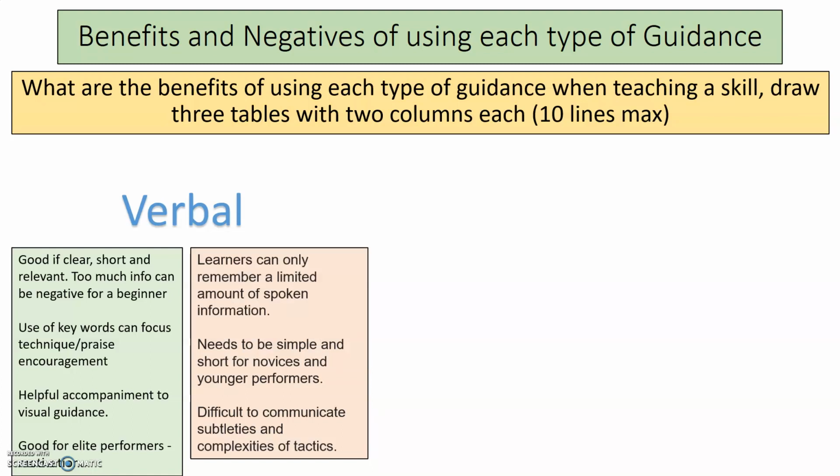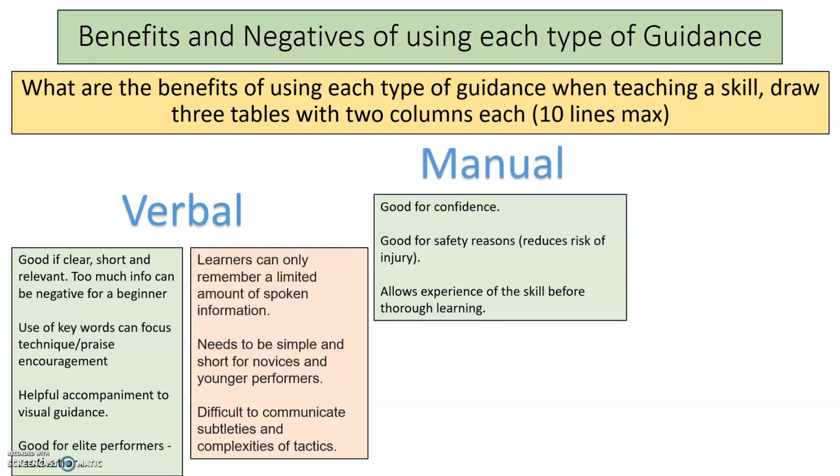Some of the negatives of verbal guidance. As I said there, learners can only remember a limited amount of spoken information. So ultimately we don't want to talk for too long. That's why, for example, try and keep these presentations to a maximum of 15 minutes. It needs to be simple. It needs to be short, for the beginners and young performers. And ultimately it's sometimes difficult to communicate complex and difficult tasks, and things like tactics. So it can sometimes come across with mixed messages.